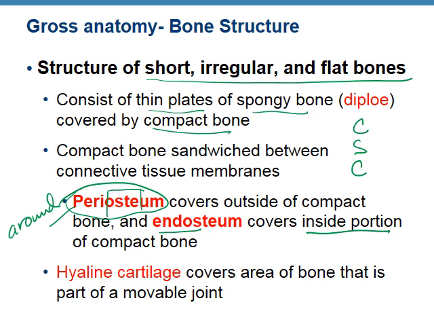And then remember, we have hyaline cartilage. This covers the area of the bone that's at the part of a movable joint, or basically where two bones come together.